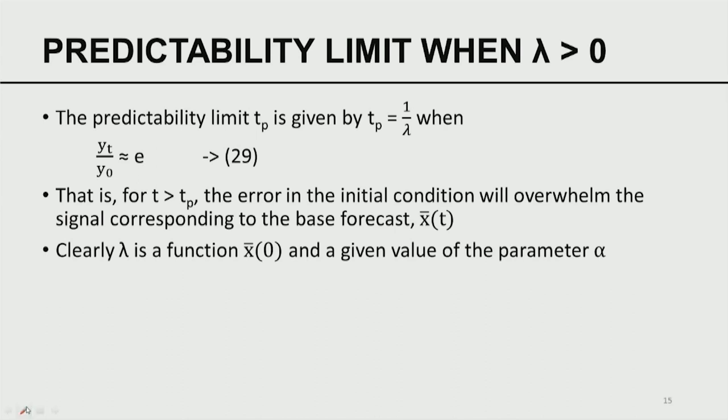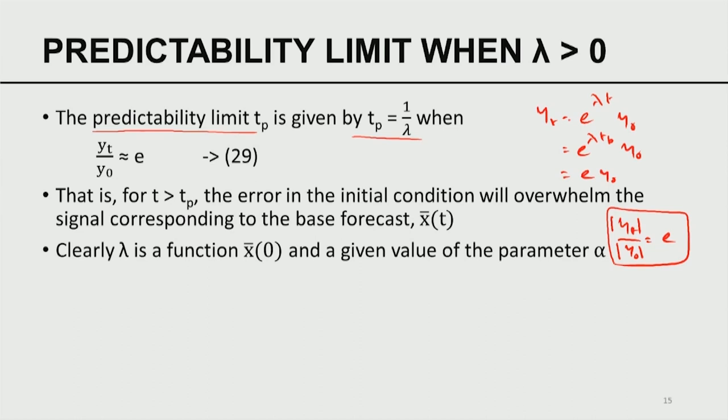So how do we define the predictability limit? The predictability limit TP is given by TP is equal to 1 over lambda. So if lambda is positive, my prediction can hold water only up to the forecast horizon TP, which is equal to 1 over lambda. So what is 1 over lambda? If y of t is equal to e to the power of lambda t times y naught, and t is equal to TP, which is 1 over lambda, y of t is equal to e times y naught. That means the ratio of the magnitude of the error at time t to the initial error is of the order of e.